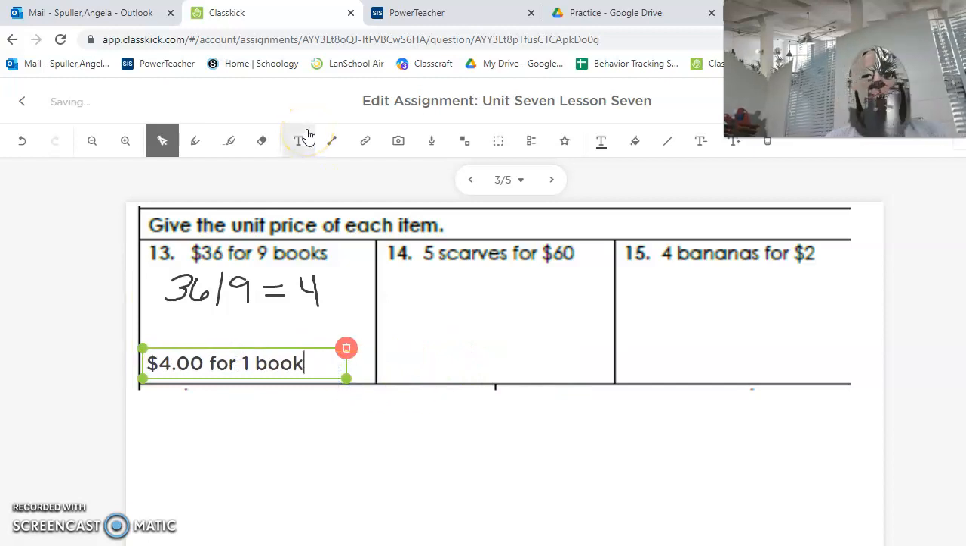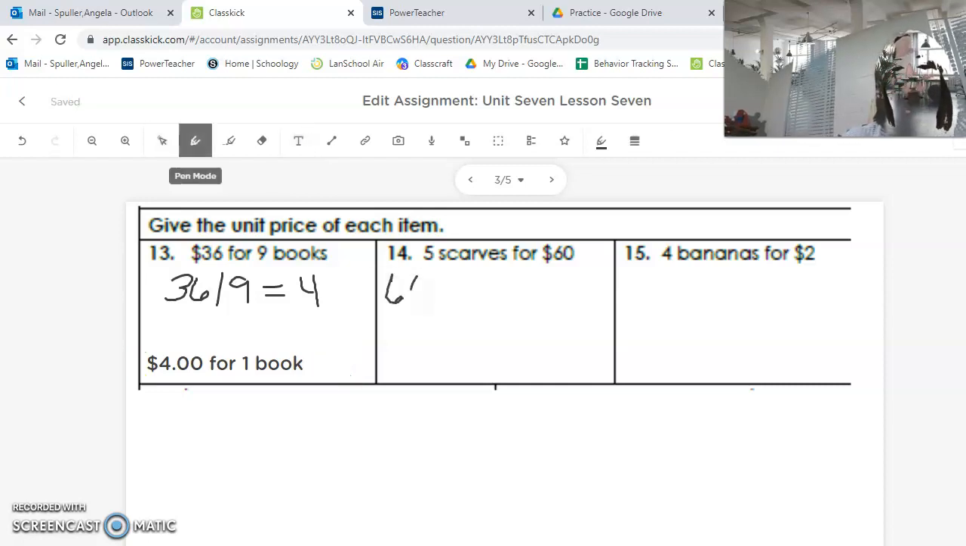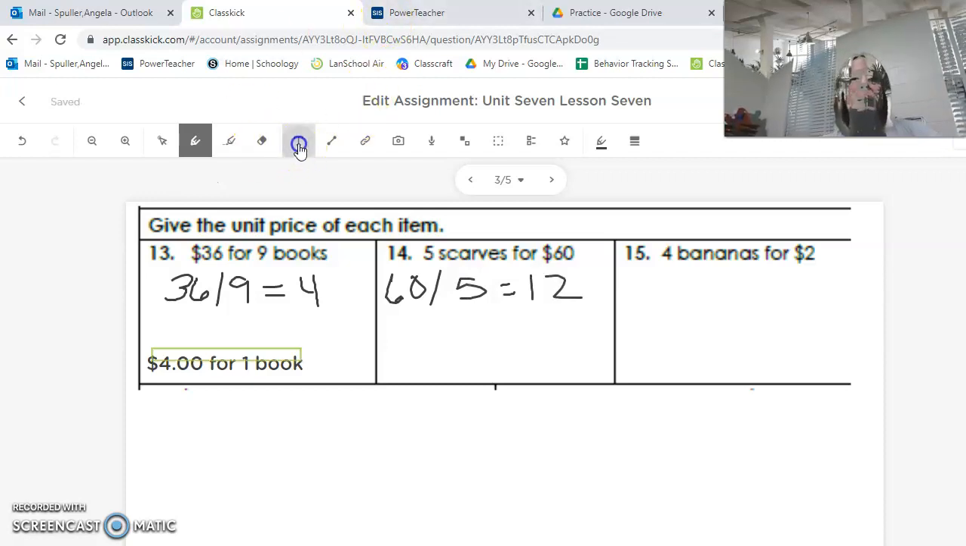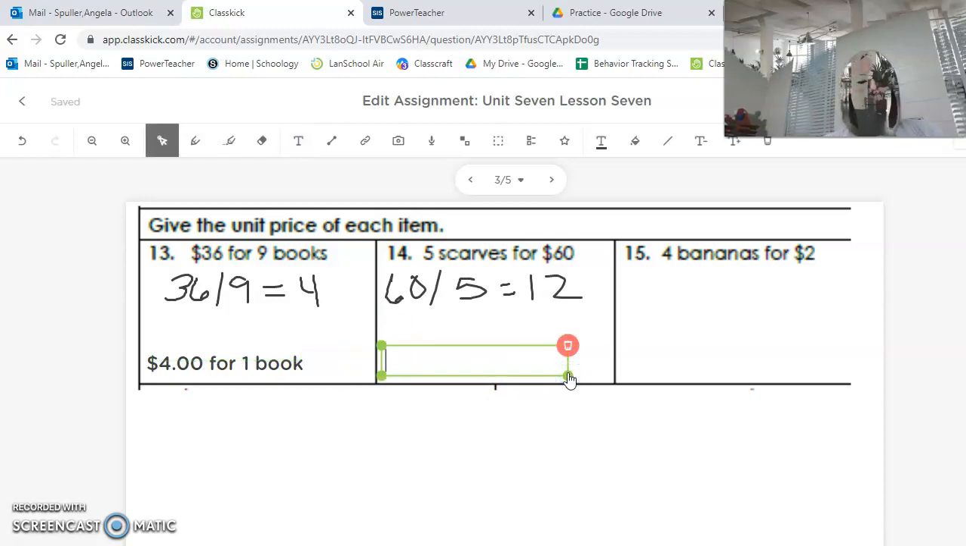All right, here we go. Remember, we always take the cost and we divide it. So 60 divided by 5 equals 12. So again, what does that mean? That means that it costs $12 for one scarf.